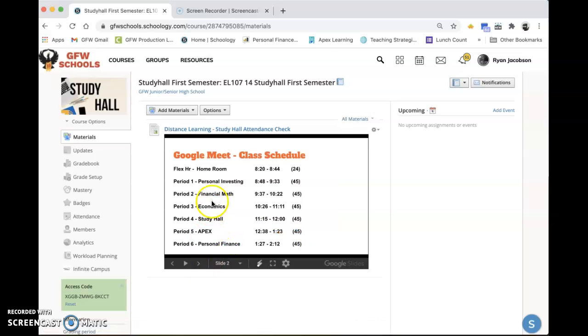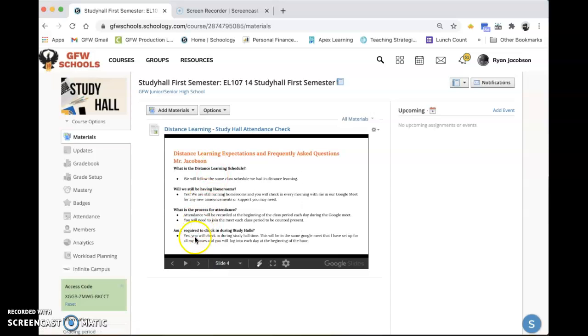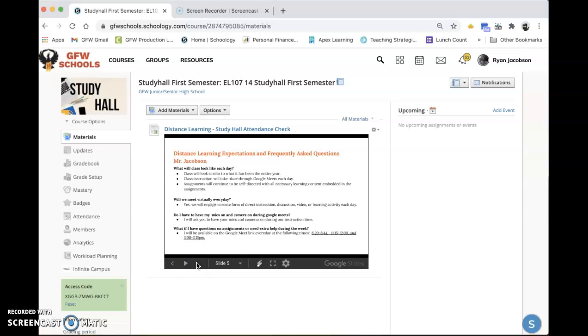Also some other information as part of this slide. There's a class meet schedule every day. You can see what time that you're scheduled to meet. There's the Friday schedule, and then some of the expectations that we have gone over.